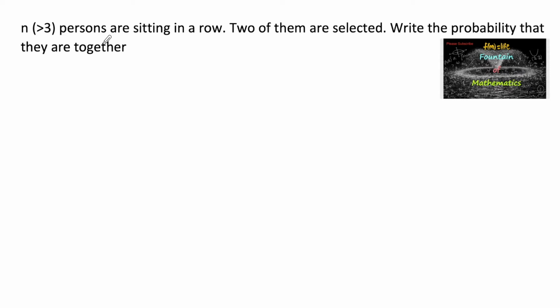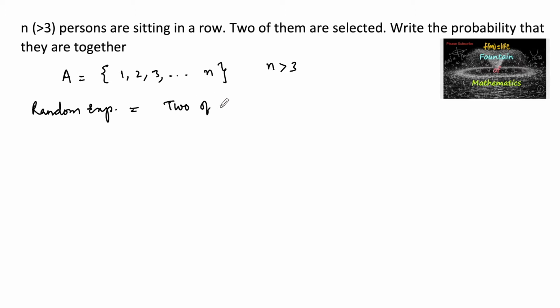N greater than 3 persons, meaning more than 3 persons, are sitting in a row. 2 of them are selected. Write the probability that they are together. So here, given a set of persons 1, 2, 3 and so on, n, where n is greater than 3, more than 3 persons are there, and our random experiment here is that 2 of them are selected. 2 of the n persons are selected.